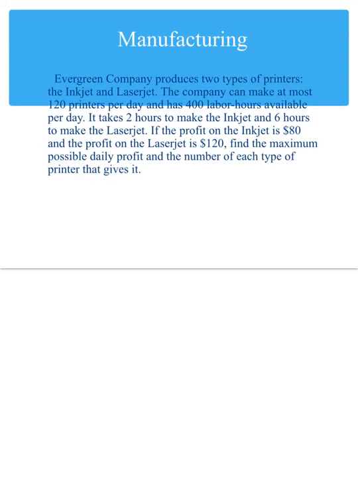We have the Evergreen company that produces two types of printers, the inkjet and the laserjet. The company can make at most 120 printers per day and has 400 labor hours available per day. It takes 2 hours to make the inkjet and 6 hours to make the laserjet. If we know the profit on the inkjet is $80 and the profit on the laserjet is $120, find the maximum possible daily profit and the number of each type of printer that gives it.